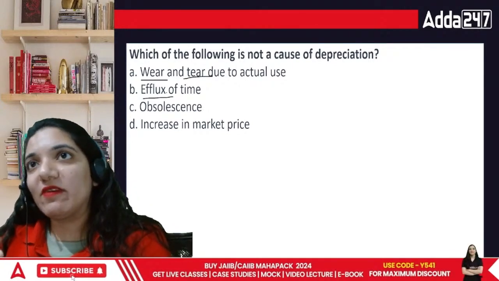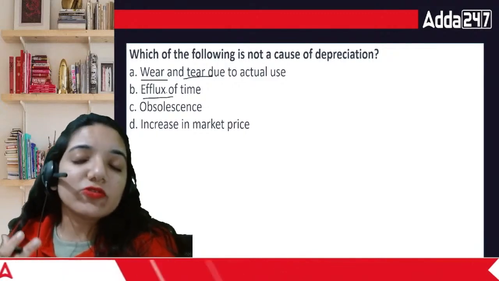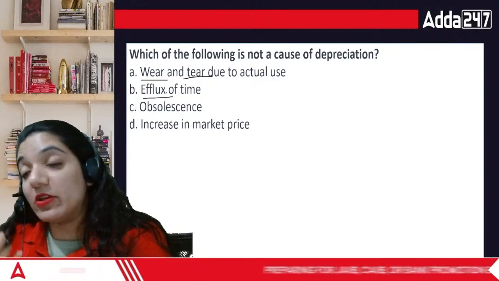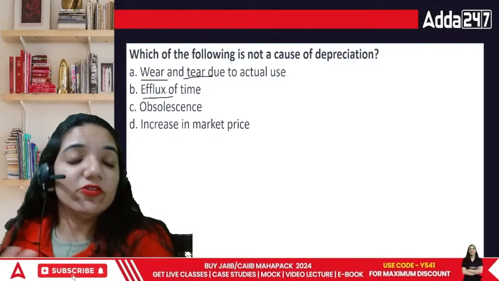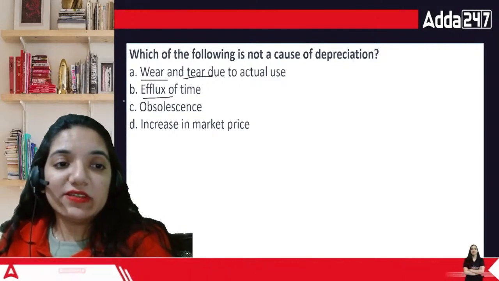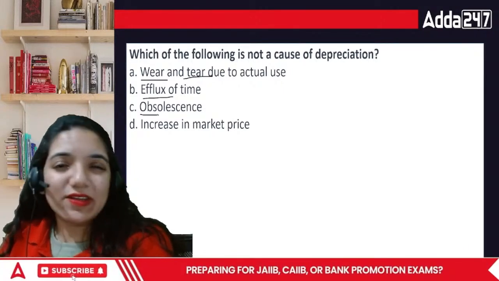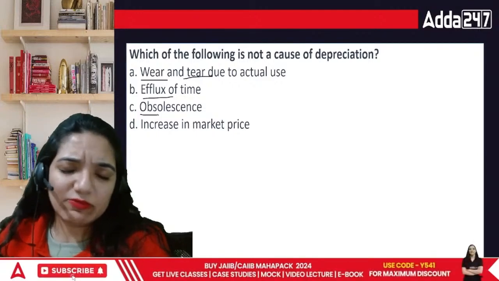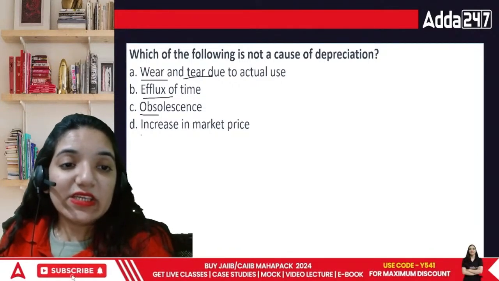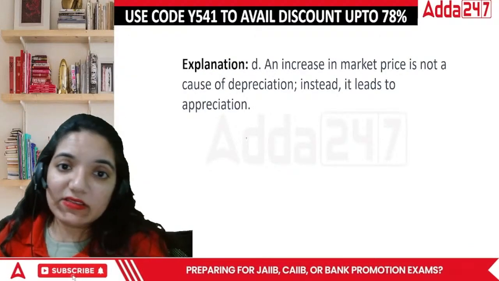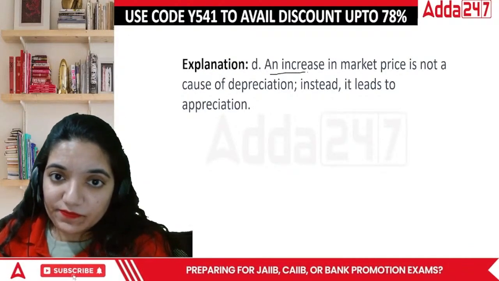At one point of time, the value of one particular thing was so huge. People just loved it at one point of time. So demand was more, people used it more, it got rugged, it got used. Then there is obsolescence. Obsolescence means that over a period of time technology gets older and then people think it's time to scrap it. And then comes the increase in the market value. So in this case the correct answer is D, increase in the market value.